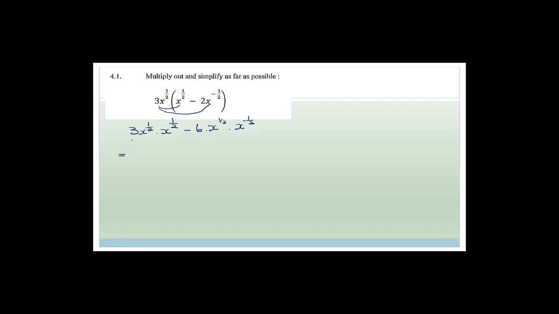Okay, so now if we look at that, do you see that we've got 3 x to the half times x to the half? What do you do with the exponent? Because we've got the same base, we add the exponents. A half plus a half is 1. So that becomes 3x minus 6. This is x to the half minus a half, right? X to the half minus a half is the same as x to the 0. And anything to 0 is 1, so it goes away. So I would leave it as 3x minus 6.